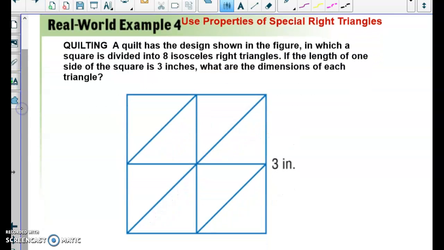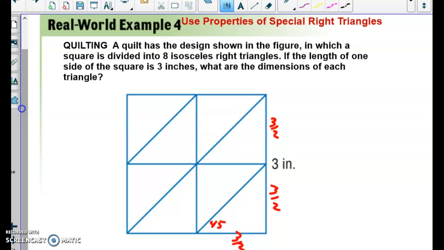In here, we know that we have a quilt that has a design shown in the figure in which a square is divided into 8 isosceles right triangles. Again, isosceles has 2 sides that are equal to each other. If the length of one side is 3, what are the dimensions of everything else? Well, this side would be 3 halves, or 1.5 inches. So that's 3 halves. That's 3 halves.